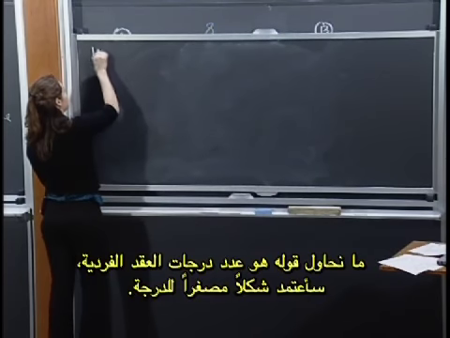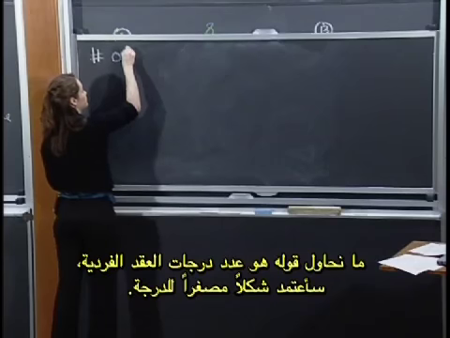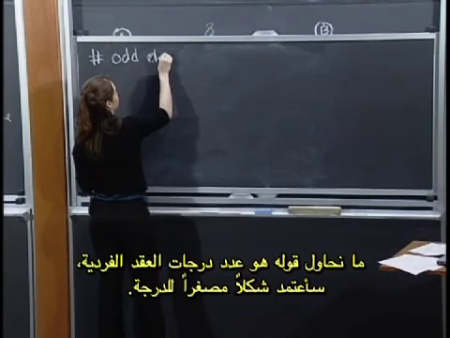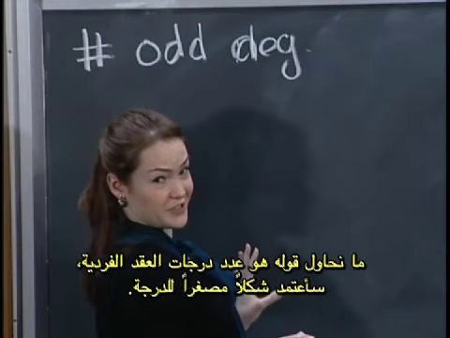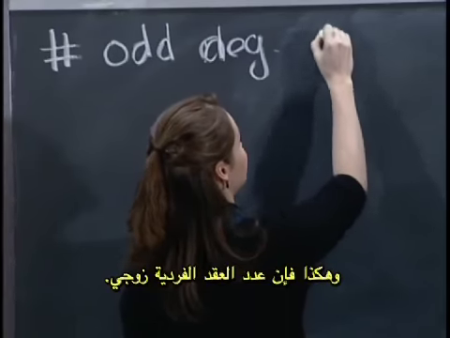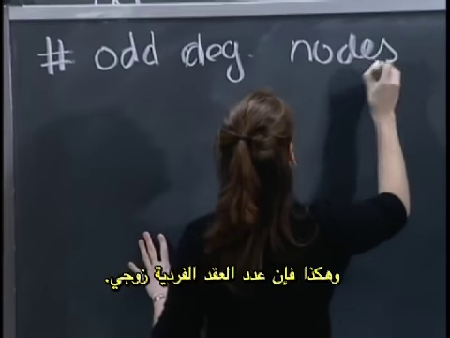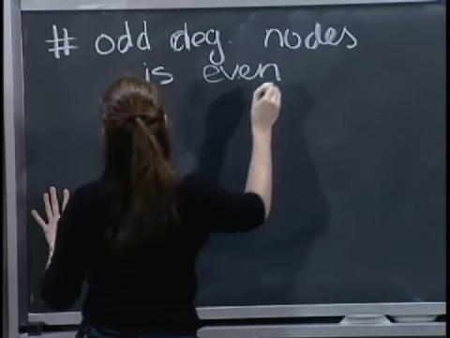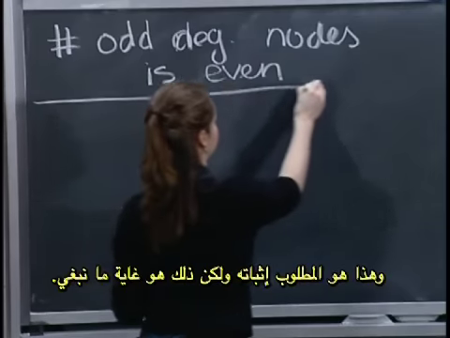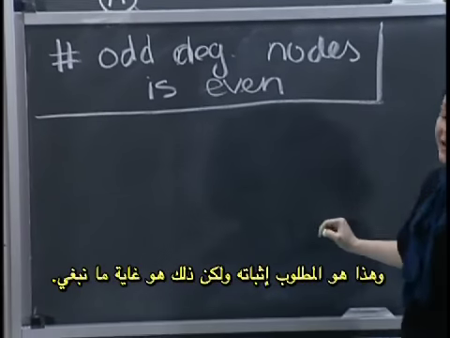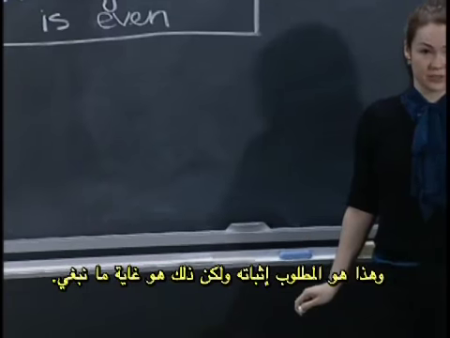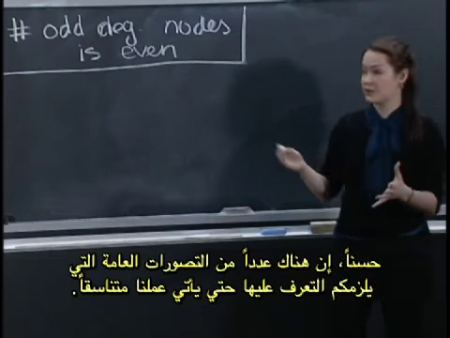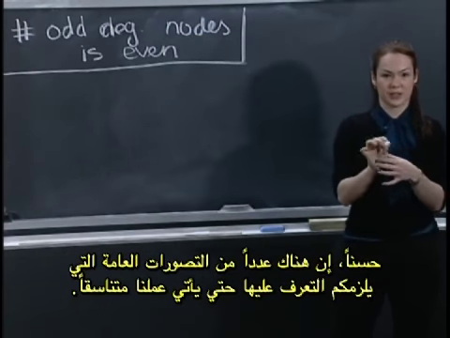What we're trying to say is the number of odd degree nodes, I'll put a shortened version of degree, is even. This is what we're going to be trying to figure out why, but that's the main conclusion that we're going to be going about. Okay, there are a few general insights that you need to see along the way to make sure that this really all comes together.